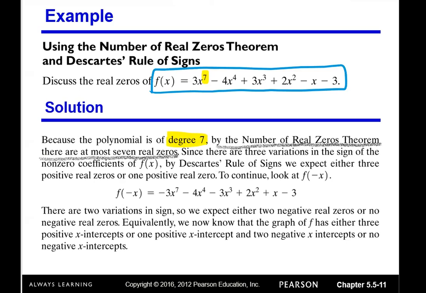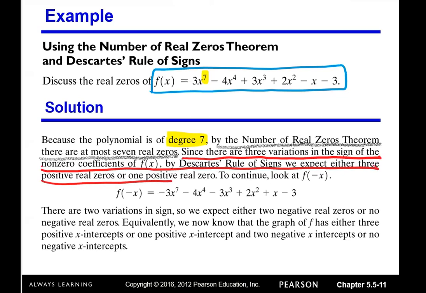Now, this next part says, since there are 3 variations in the sign of the non-zero coefficients of f of x, which was the part that I circled on the previous page in red, so I'm going to color code it here with red. Okay. When they say 3 variations, okay, how do I explain this? Need another color. Let's go with a purpley color. Okay, 3 variations.